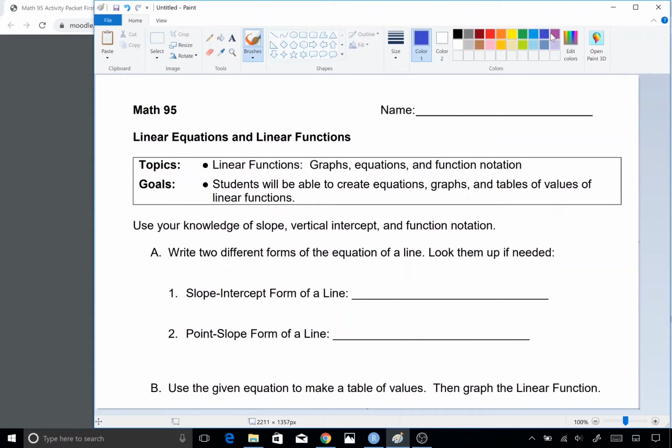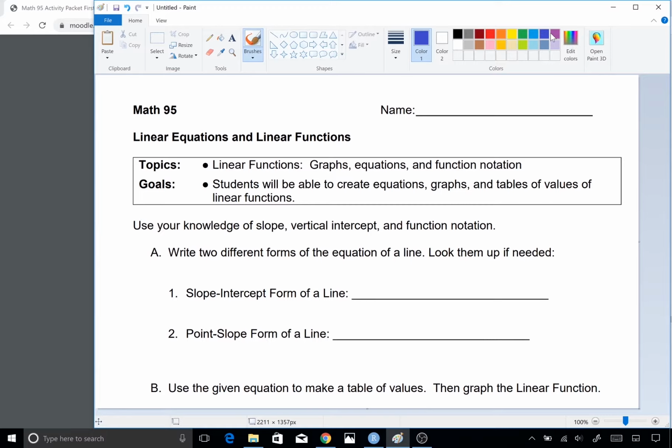Today, we'll get into linear equations and functions. I'm on page 43 of the packet. The first thing we want to do is establish the form of a linear function. Part A is asking us to write two different forms of the equation of a line.